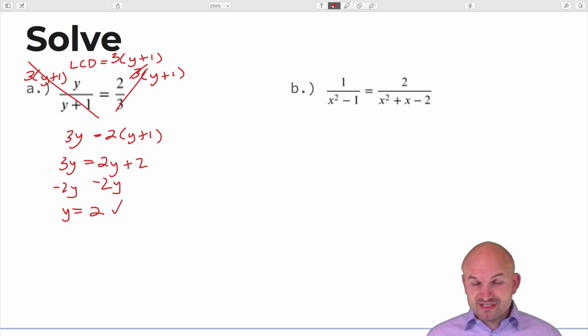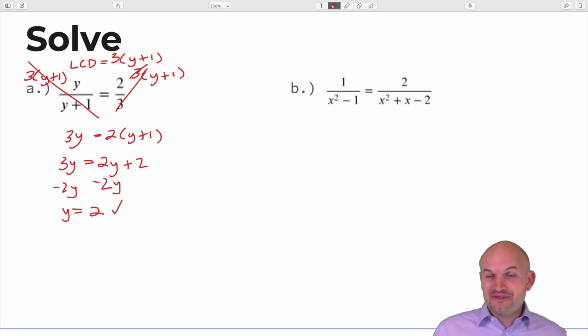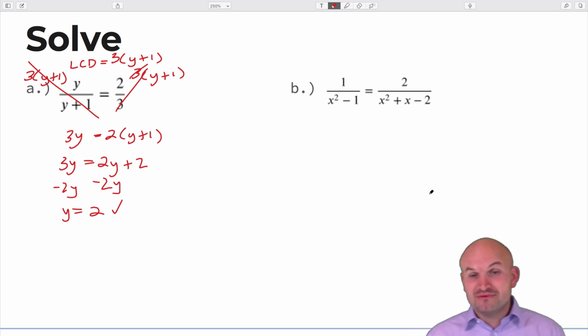For the next example, you could say, well, I don't really feel like multiplying these 2 denominators. That kind of looks a little crazy, doesn't it? And that's true. It is a little crazy.